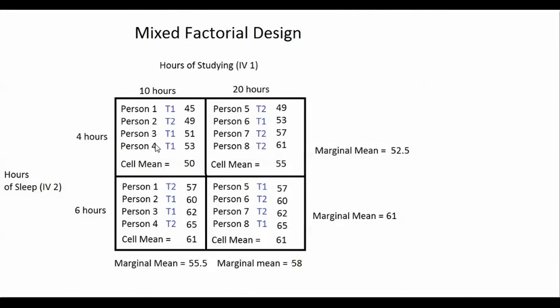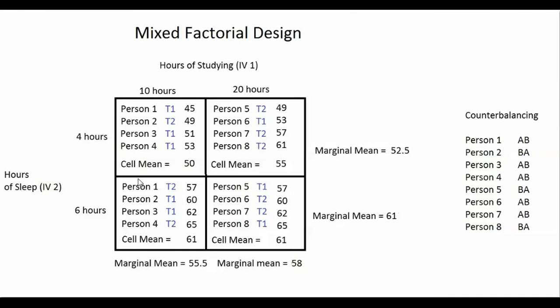They're all tested twice. One time they're tested with 10 hours of studying and 4 hours of sleep. The other time they're tested with 10 hours of studying and 6 hours of sleep. These other 4 people are also tested twice. One time with 20 hours of studying and 4 hours of sleep, and one time with 20 hours of studying and 6 hours of sleep. So each participant is assigned to one column or the other and goes through both rows.